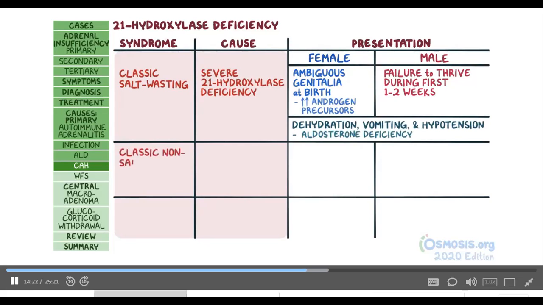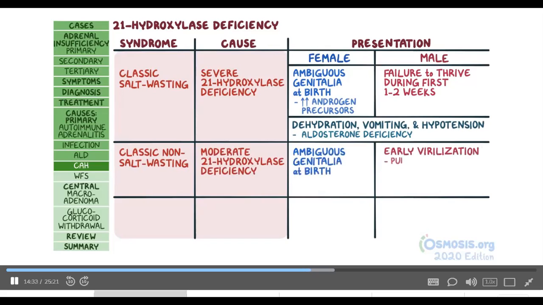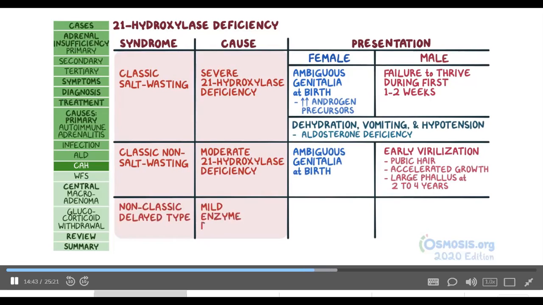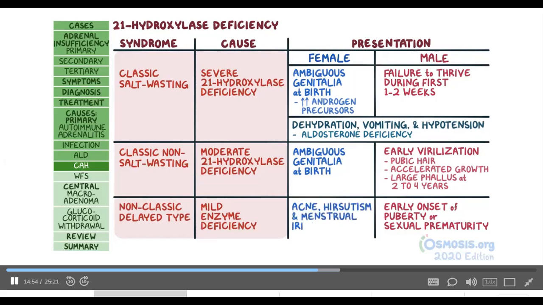Second is the classic non-salt wasting type, which is due to moderate 21-hydroxylase deficiency. This is when females develop ambiguous genitalia at birth and males develop signs of early virilization, like pubic hair, accelerated growth, and a large phallus at 2 to 4 years. And third, there's the non-classic delayed type, which is associated with mild enzyme deficiency. This is when school-age boys present with early onset of puberty or sexual prematurity, and in addition, females develop acne, hirsutism, and menstrual irregularity.